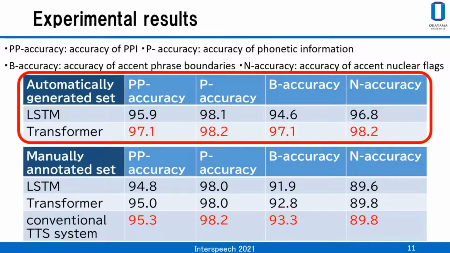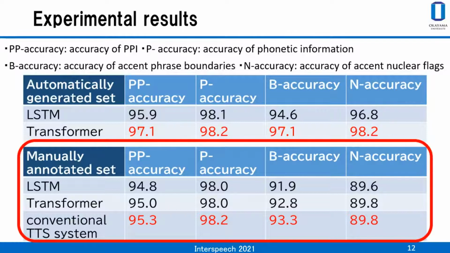From the results of the automatically generated test set, the NMT models showed high accuracy. This indicates that the NMT models learned the training set properly. From the results of the manually annotated set, transformer shows high accuracy. Moreover, the performance difference between transformer and conventional Japanese TTS system is quite small, less than 0.5%. This indicates that transformer is successfully trained to estimate PPIs.